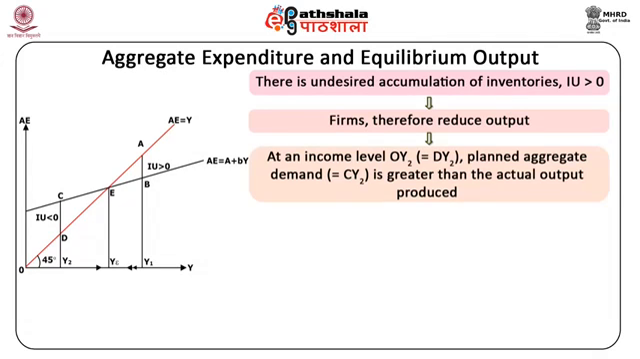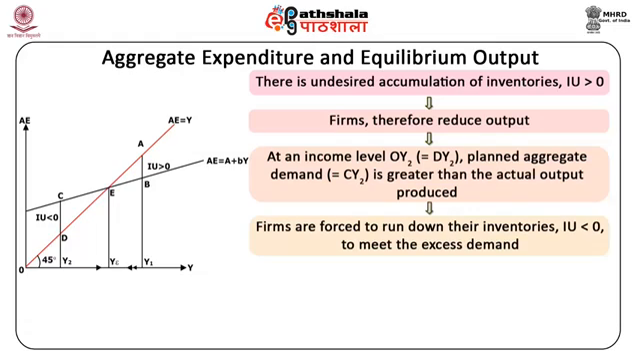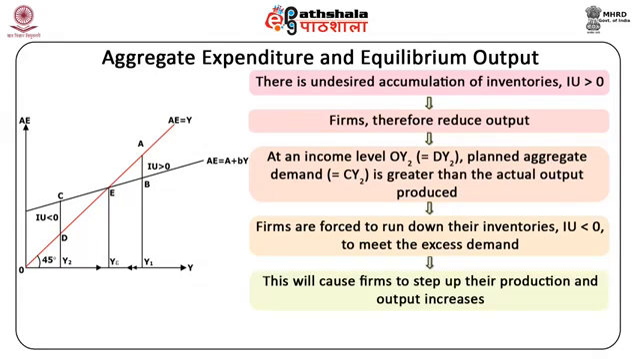At an income level OY2, which is also equal to DY2, planned aggregate demand, which is equal to CY2, is greater than the actual output produced, and hence firms are forced to run down their inventories, that is IU is less than 0, to meet the excess demand. This will cause firms to step up their production and output increases. At equilibrium, IU is equal to 0.